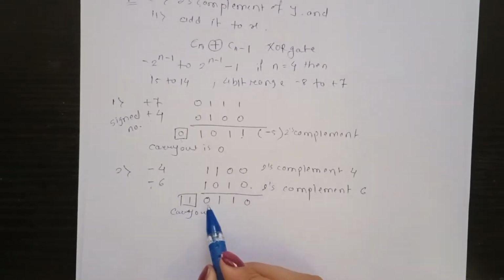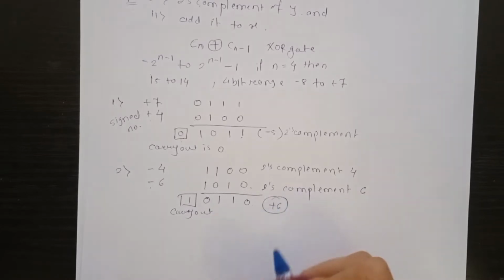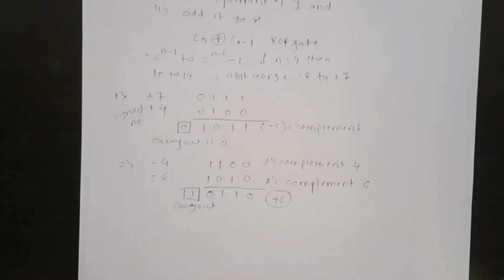Okay, now this 0 1 1 0 in 2's complement form is positive 6. Okay, and carry out is 1. So the addition of numbers with the same sign can cause overflow, but the addition of numbers with different signs cannot cause overflow. Okay, so there are two conclusions.